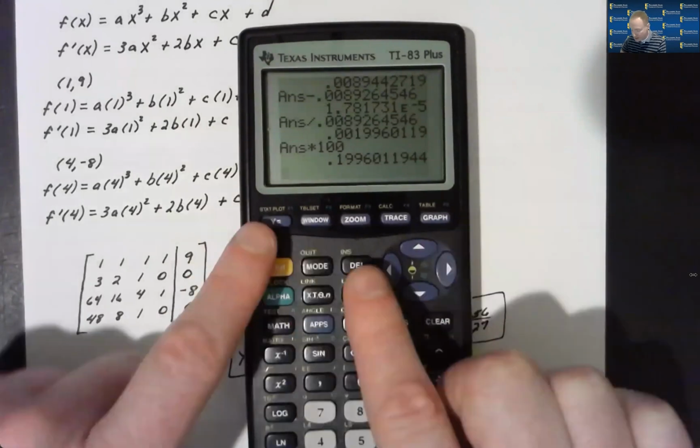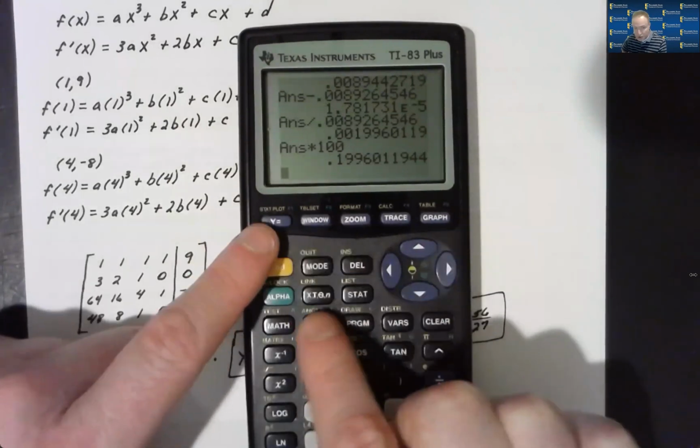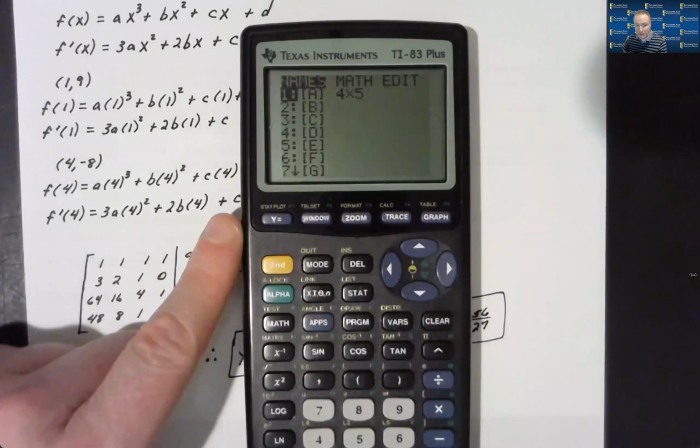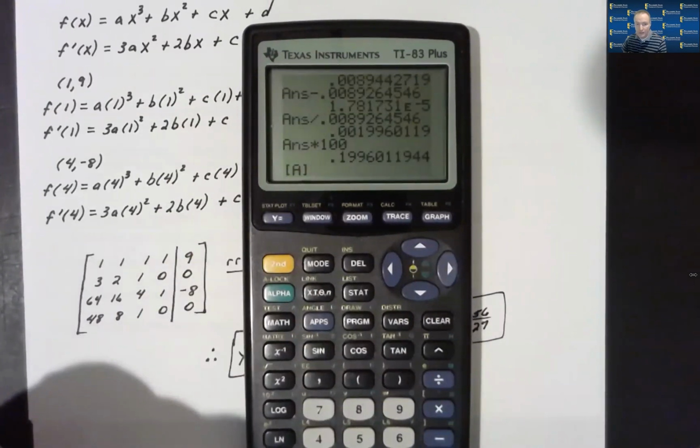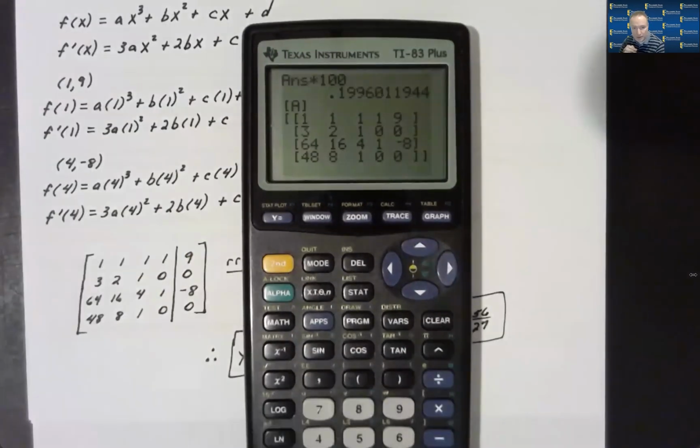All right, now, just to make 100% certain, all I did is I hit second quit to get off the matrix menu when I thought I was done. Just to double check that I do have it entered in correctly, though, I can bring the matrix A to the home screen. So I have 1, 1, 1, 1, 9, 3, 2, 1, 0, 0, 64, 16, 4, 1, -8, 4, 8, 1, 0, 0. I'm 100% sure it's entered in correctly.